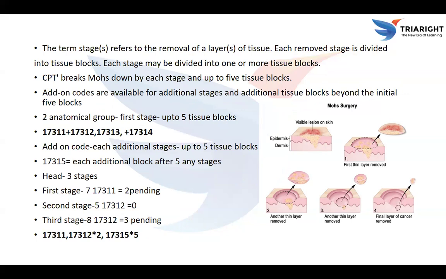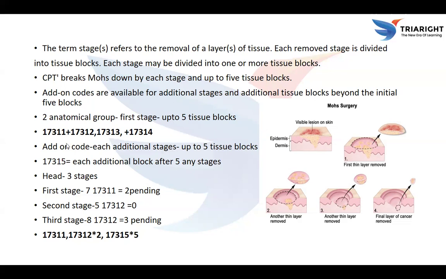The second term is tissue blocks. Each removed stage is cut into smaller pieces. These pieces are called tissue blocks. Each stage can have one or more tissue blocks. So think of a stage as a pizza and blocks as the pizza slices.